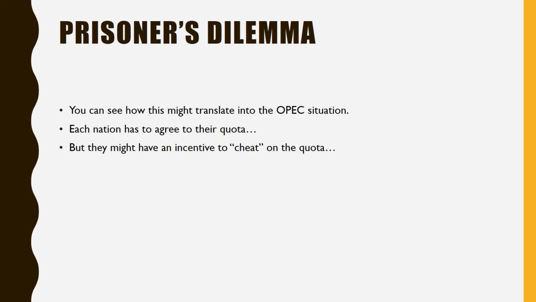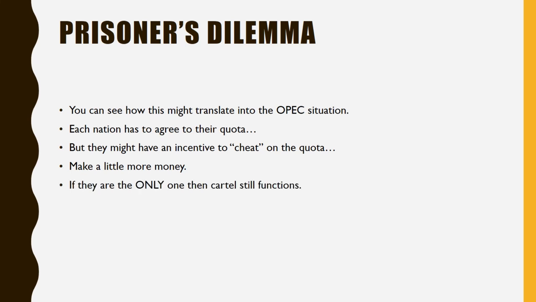But a nation might have an incentive to cheat on the quota, right? Think about it. Maybe I'm assigned 5,000 barrels. I'm just making up a number, but 5,000 barrels. Well, what if I produce 5,500? I can make just a little bit more. And I'm not going to override the whole cartel situation because it's just a little bit more. And clearly I'll make a little bit more money. So nations might have a little bit of an incentive to cheat here and make a little bit more money. So cheating would mean producing a little bit more than the quota.